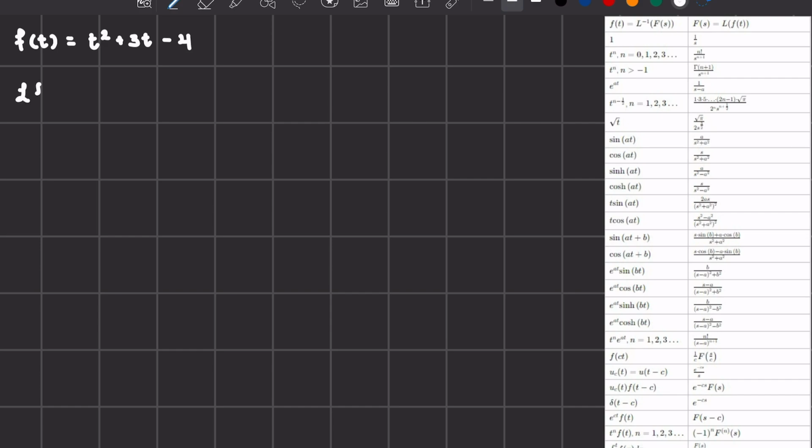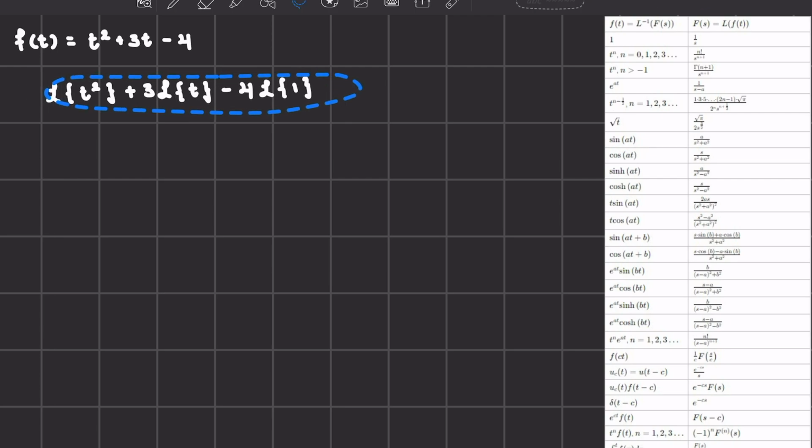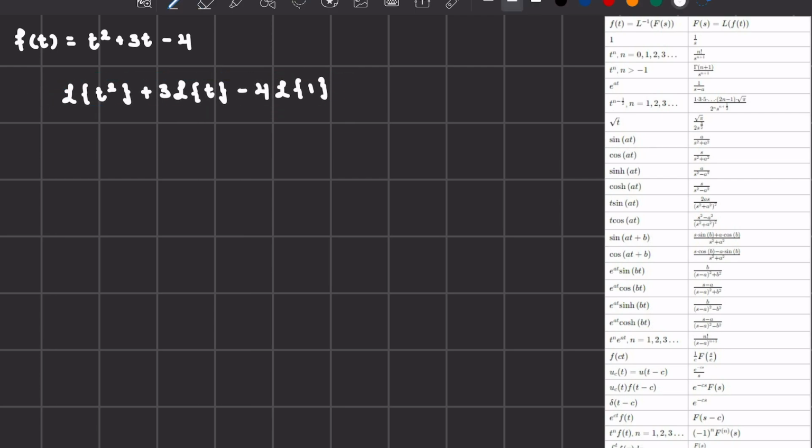We write this as Laplace of t squared plus 3 times Laplace of t minus 4 times Laplace of 1. You can just leave the 4 inside of the Laplace, or the 3 inside of it, but I just like to pull it out to demonstrate using the table so it's clear. Let's start by solving Laplace of t squared.